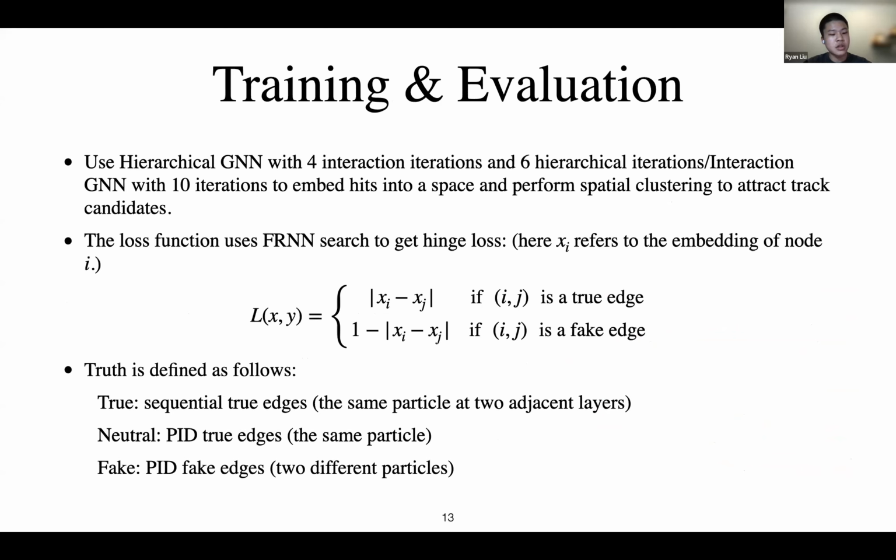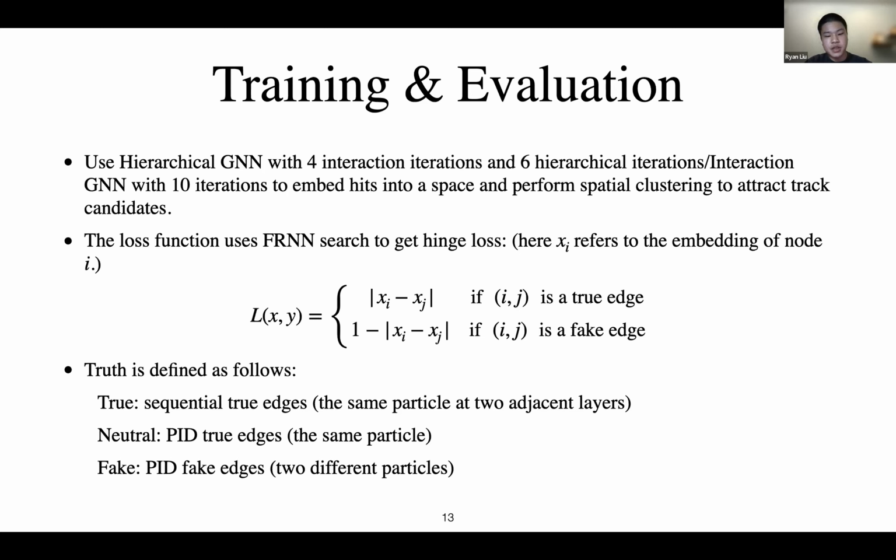We use hierarchical GNN for proof of concept and interaction GNN as a baseline. The loss function is defined as the hinge embedding loss. First, we construct a fixed radial graph, and for each true edge, the loss is defined as the Euclidean distance between the two ends of the edge in the embedding space. For the fake edge, it is defined as 1 minus that distance.